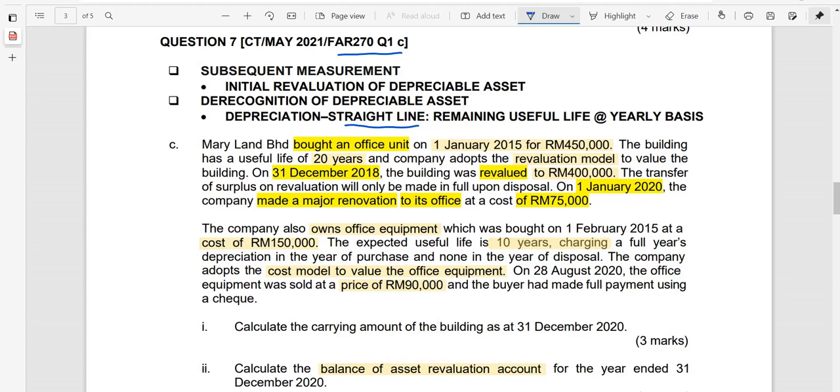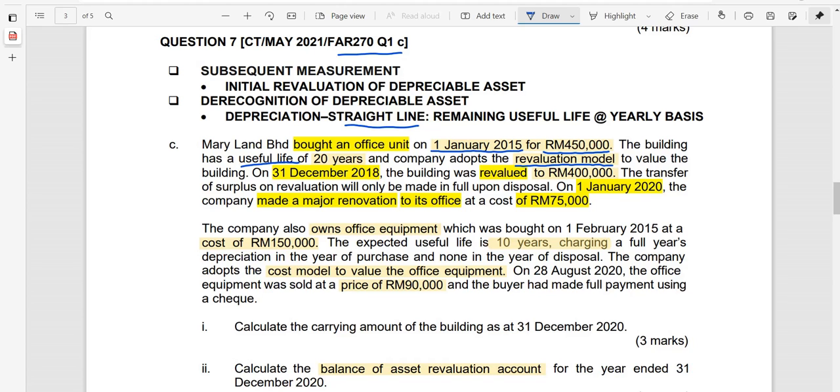You have a company, Maryland, that bought an office unit on 1st of January 2015, and the cost is 450,000, and the building has an expected useful life of 20 years. So the company adopts the revaluation model. If that is the case, if there is a change to the fair value of the asset, the change must be reflected in the accounts, and that is for the office building.